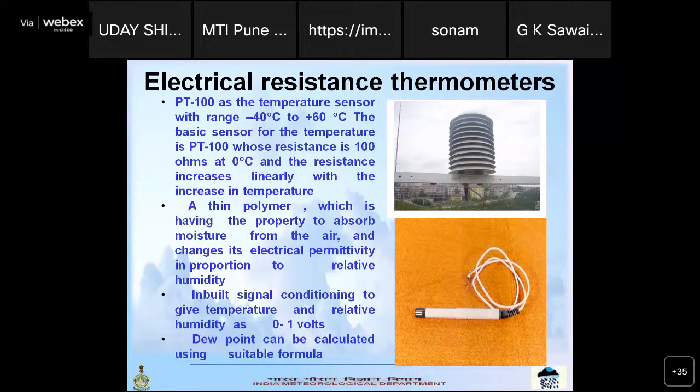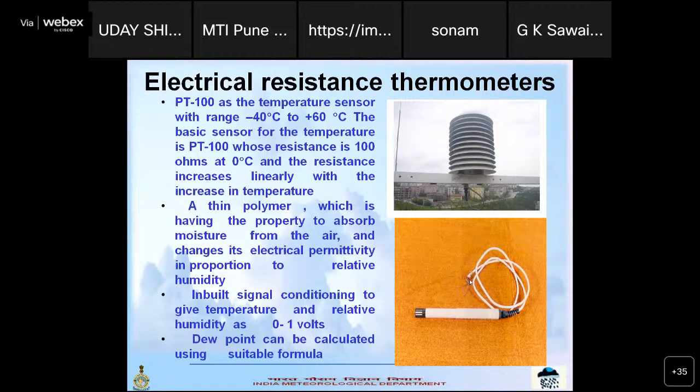So again, I'm asking a small question. When I get 500 millivolt at the output from the humidity part, what will be the corresponding humidity? It will be exactly 50%, exactly the middle. So I already told you, 0 to 100% humidity. Humidity is always measured in the unit of percentage. So 0 to 100% humidity equals 0 to 1 volt.